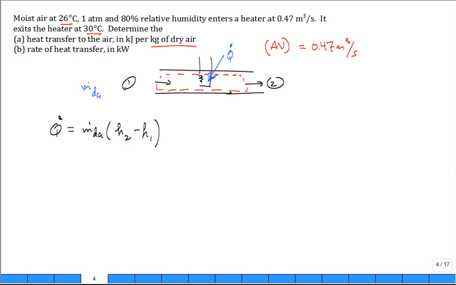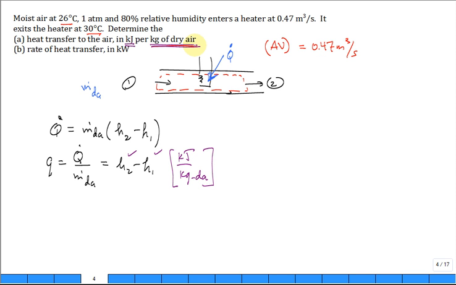Energy balance. True? So lowercase q, which is Q dot per m dot dA, is equal to h2 minus h1. So it's different in that mixture enthalpy. What were the units on that mixture enthalpy? Kilojoules per kilogram of dry air. That's the units of this mixture enthalpy on the psychrometric chart. You take a look, what do they want? Kilojoules per kilogram of dry air. Everything's consistent. Those are the units that we want, so it's a change in h.